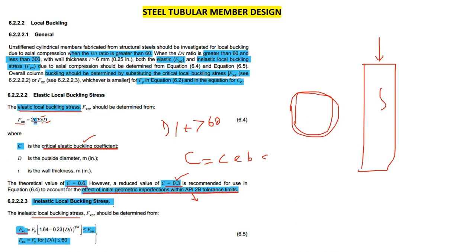And you see the inelastic local buckling stress. You need to calculate both the elastic local buckling stress as well as the inelastic local buckling stress. Whichever is less, that we have to use in place of Fy. This inelastic local buckling stress also depends on the diameter by thickness ratio, 1.64 minus 0.23. If D by T is less than or equal to 60, we directly take Fy. If D by T is more than 60, then only we go for this value. And if FXC increases more, then we should limit it to the elastic local buckling stress. That's what it is saying here.